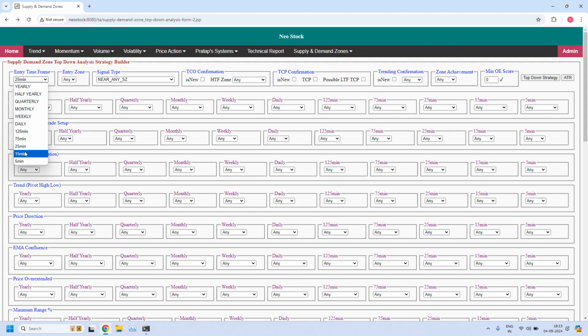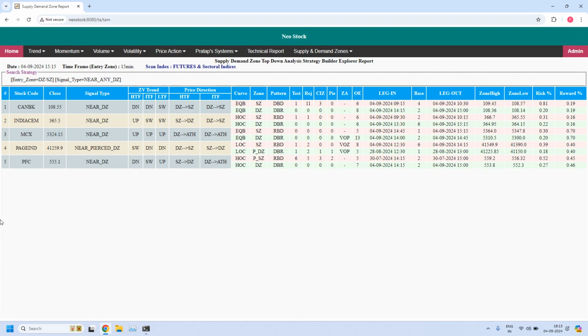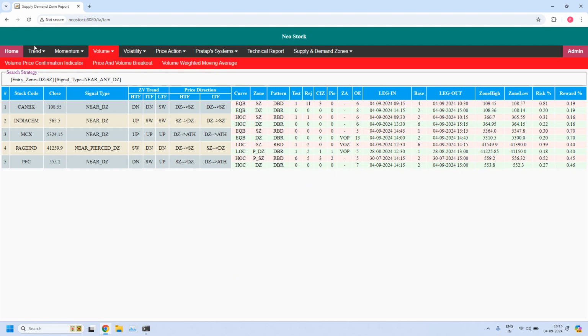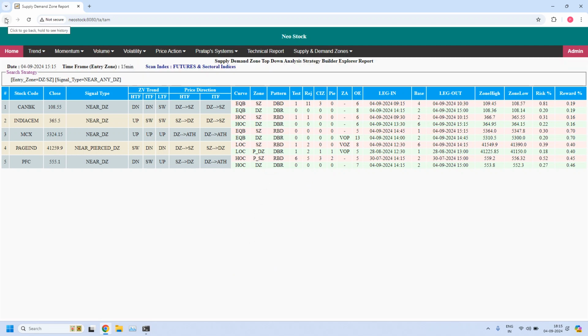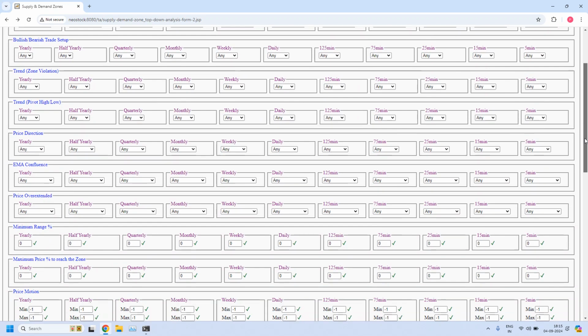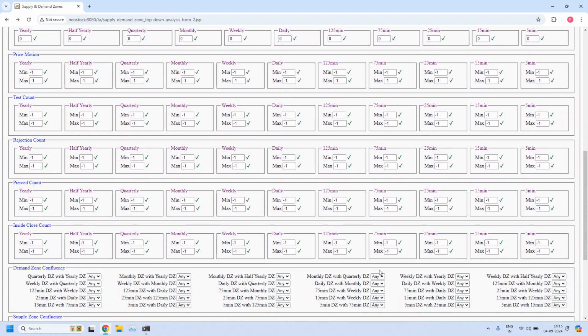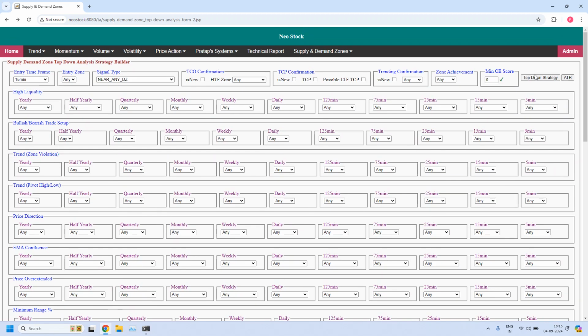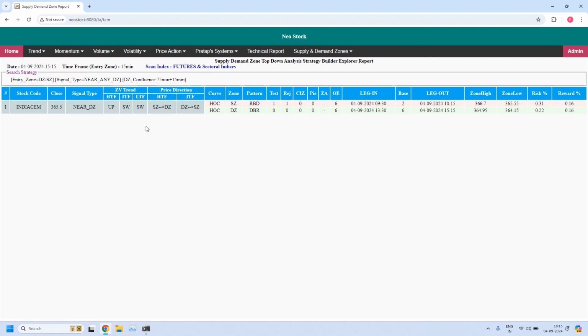Next time frame is 15 minutes. Let us find the stocks near 15 minutes demand zone. 5 stocks are filtered. Let us verify any of these stocks are having ITF confluence, that is 15 minutes and 75 minutes demand zone confluence. So here we have 15 minutes demand zone with 75 minutes demand zone. I am enabling this filter. Let's verify. Only one stock. And this is not having a good RR.